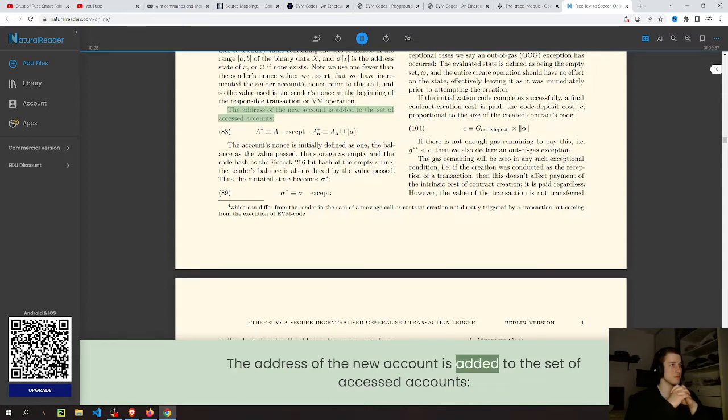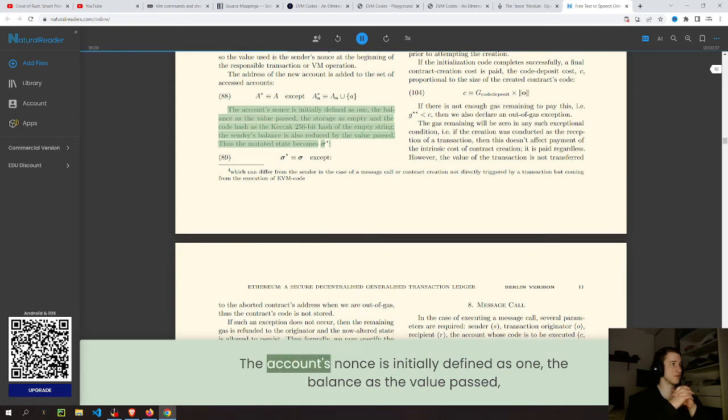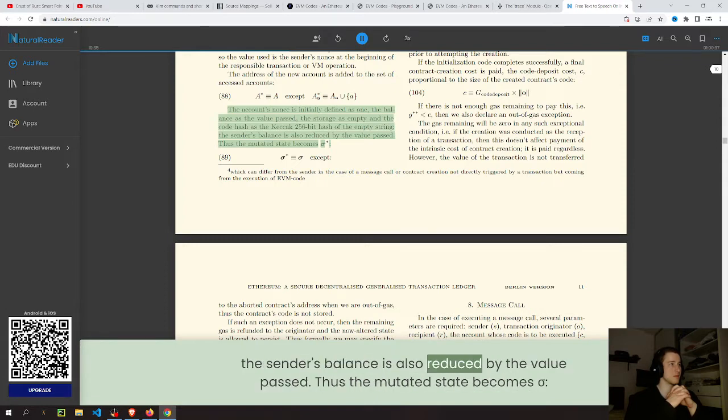The address of the new account is added to the set of accessed accounts, A except A union the set symbol. The account's nonce is initially defined as 1, the balance as the value passed, the storage is empty, and the code hash is the Keccak 256-bit hash of the empty string. The sender's balance is also reduced by the value passed.